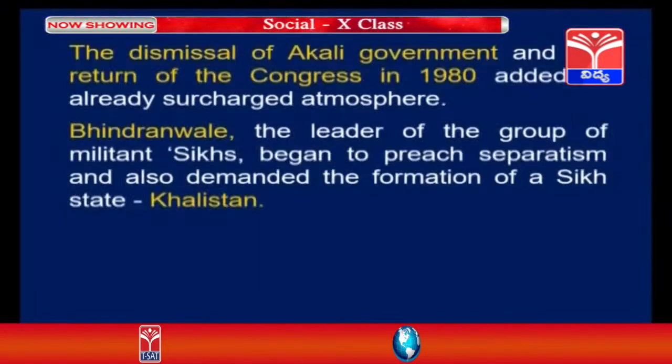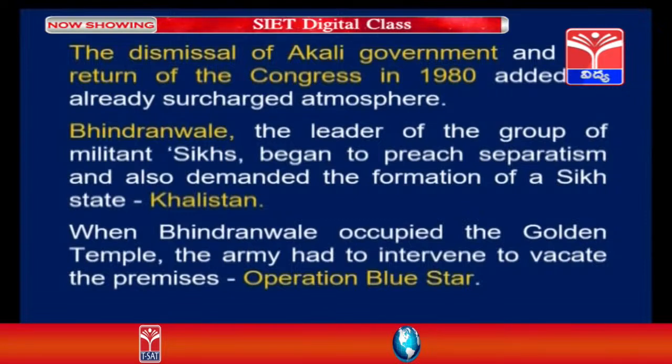So there was a leader named Bhindranwale. He was a leader of a militant group, and he started preaching separatism. He wanted a separate state for Sikhs, and that is known as Khalistan. So this person, Bhindranwale, occupied the Golden Temple, which is in Amritsar, Punjab, and the army had to intervene to vacate the premises of the Golden Temple. This action is known as Operation Blue Star.